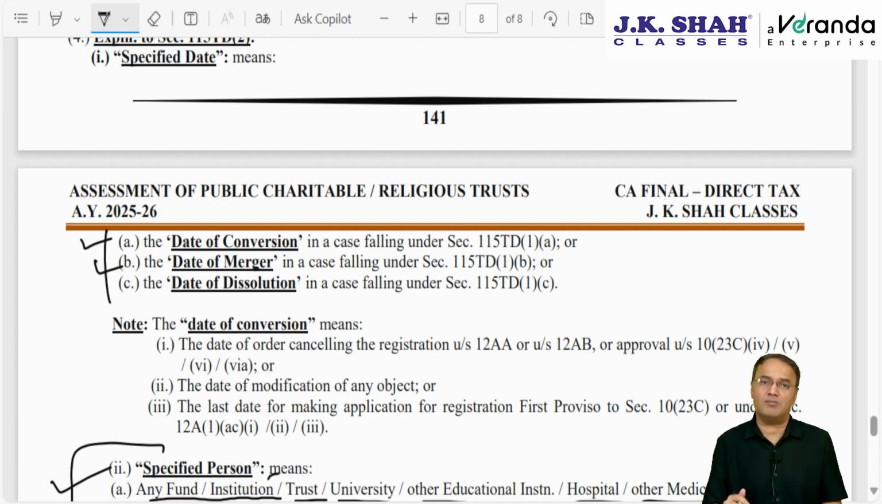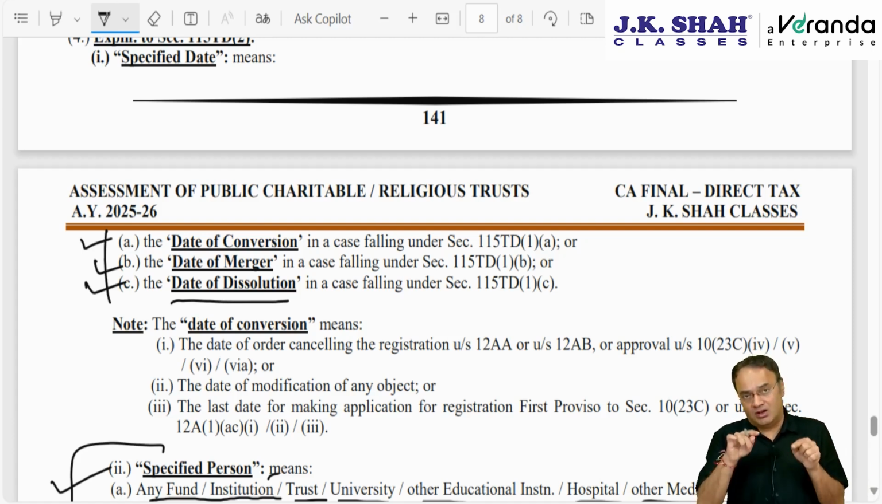We have to find out market value as on that day. And last, in case of dissolution, the time available to transfer the assets to another specified person is 12 months from the end of the month of dissolution, agreed, but no need to wait till those 12 months. Specified date will be the date of dissolution itself. Dissolution takes place today, then today's date will be specified date. Find out the FMV as of today.